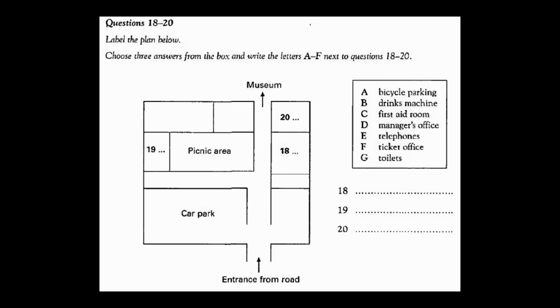You can enjoy your drink in the picnic area, which is opposite the car park. For anyone who doesn't have a mobile phone, there are payphones at the far end of the picnic area. Over at the opposite end of the picnic area, across the path, are the toilets. Next to them, and just to the right of the entrance to the main museum, is the first aid room, which we hope you won't need, but it's there in case you do. If you have any queries, please go to the manager's office, which is behind the picnic area. And last but not least, you'll need to buy your tickets or show your group pass to the ticket office on the left of the museum entrance.